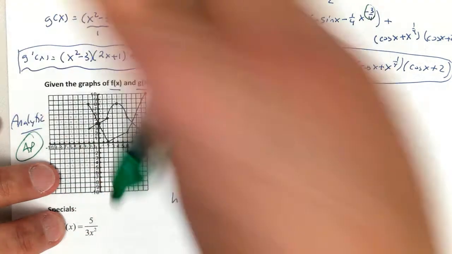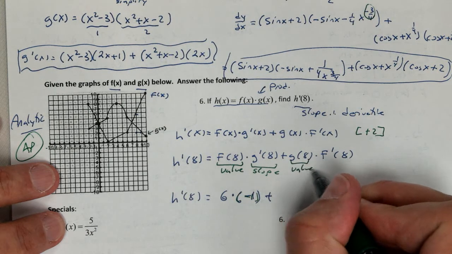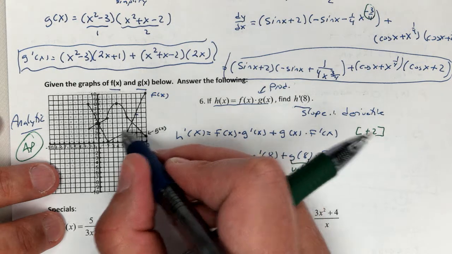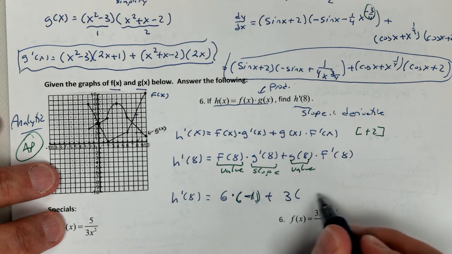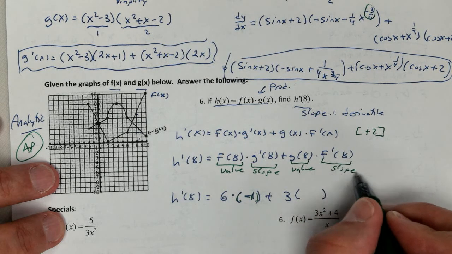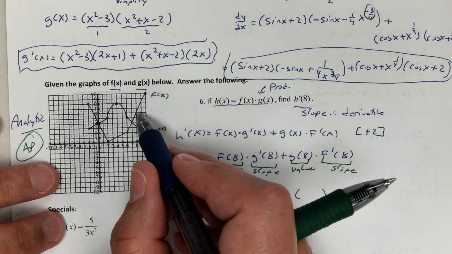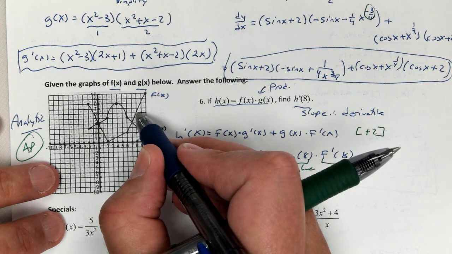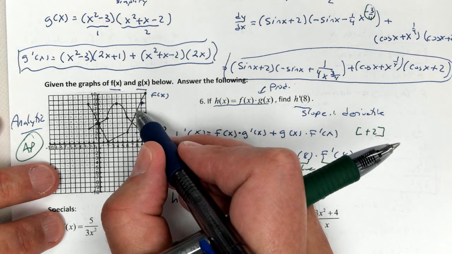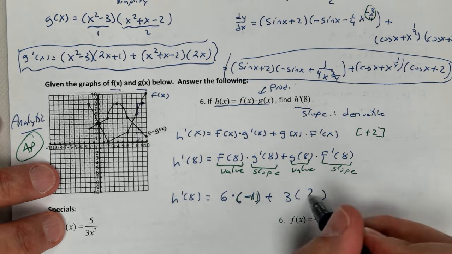Plus g of 8, again, that's the value at 8 for g. There's g. Now I want the value at 8, which is 3. Times, same thing, I now want the slope of f at 8. So at 8, what's our slope going to be? Oh, I've got to find the slope here. Here's a point. Not perfect, but it looks like I'm going to go up 2 over 1. So the slope there looks like it's going to be 2.